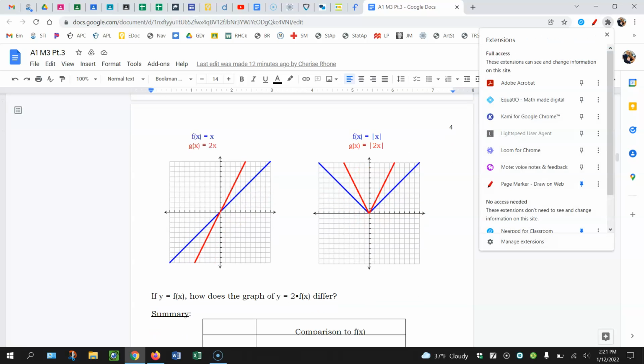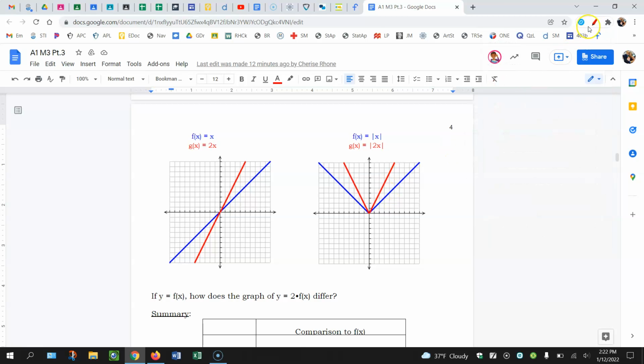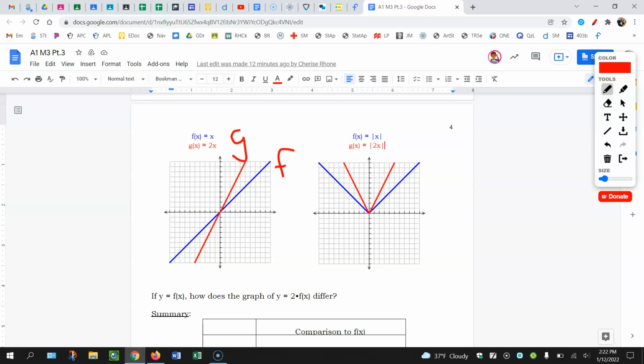So here we have graph F and graph G. What you'll notice is graph G gets stretched vertically. It's closer to a vertical line. So we say this is a vertical stretch.